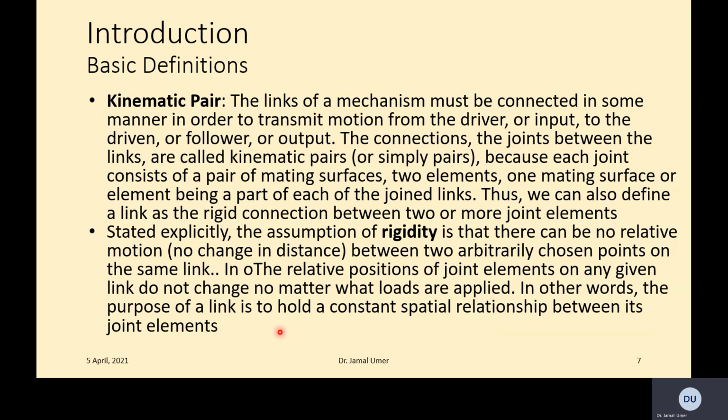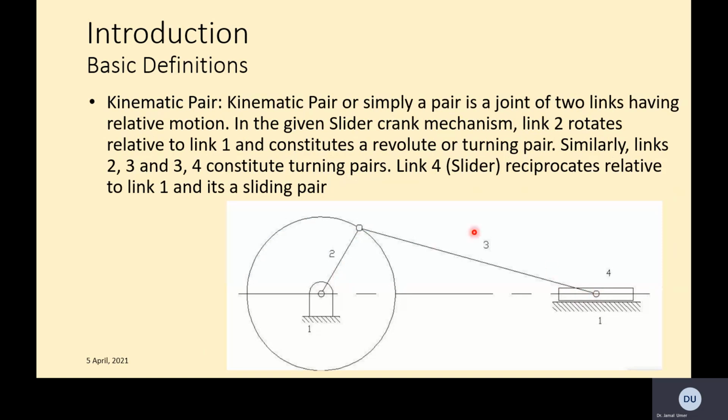In other words, the purpose of a link is to hold a constant spatial relationship between its joint elements. What is a joint? The node, which is here. This is one joint, this is one joint. The purpose of this link is to keep a constant distance between two joints. It is not going to change no matter what load you apply. This is the fundamental requirement of the link, right? Of course, if you apply a load more than the design limit of the material, there is a chance that it might end in failure, but at least within the design capacity, it should not change.